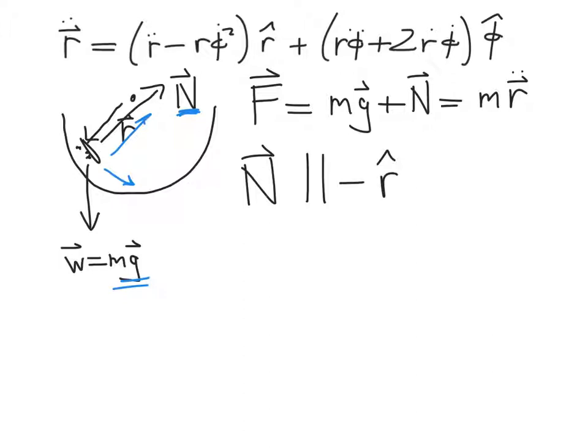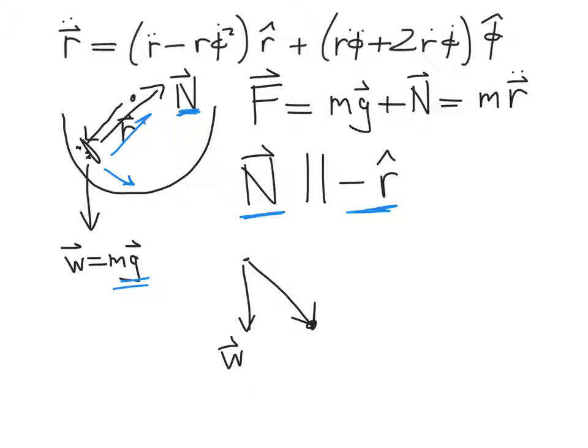Now I don't know what the magnitude of N is going to be yet. It turns out that N can be a little complicated, but we can definitely infer that it must point along the negative radial direction. Okay. For our weight force, let's imagine that we have our skateboard at some point r. Here's our skateboard, and the weight vector looks like this. It points downward.